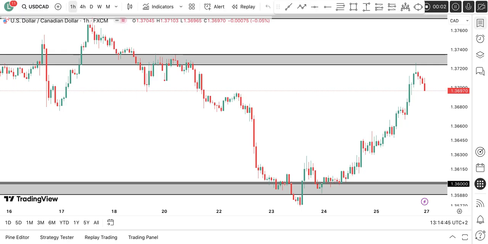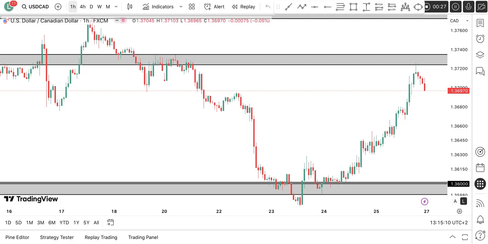So for this week, we've got two pairs. Every time, we try to keep our analysis as simple as it can be. So for this week we have just two: USD/CAD and AUD/USD, and then we'll analyze entry opportunities and whatnot.